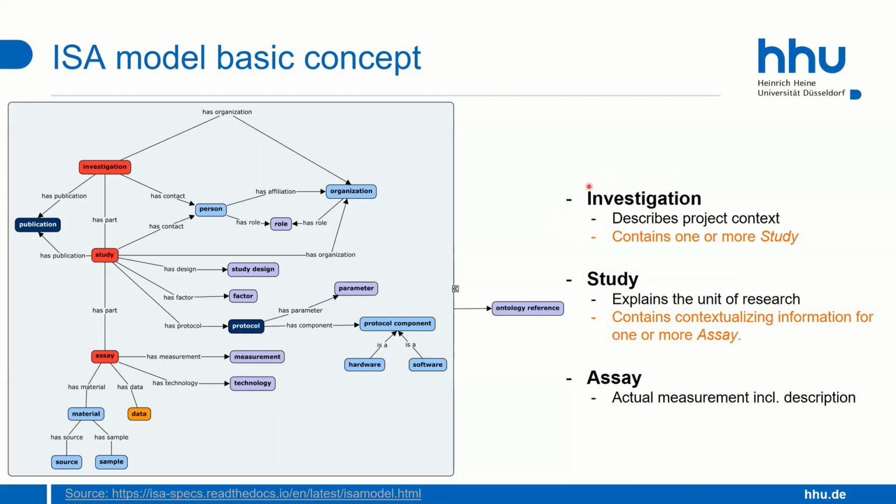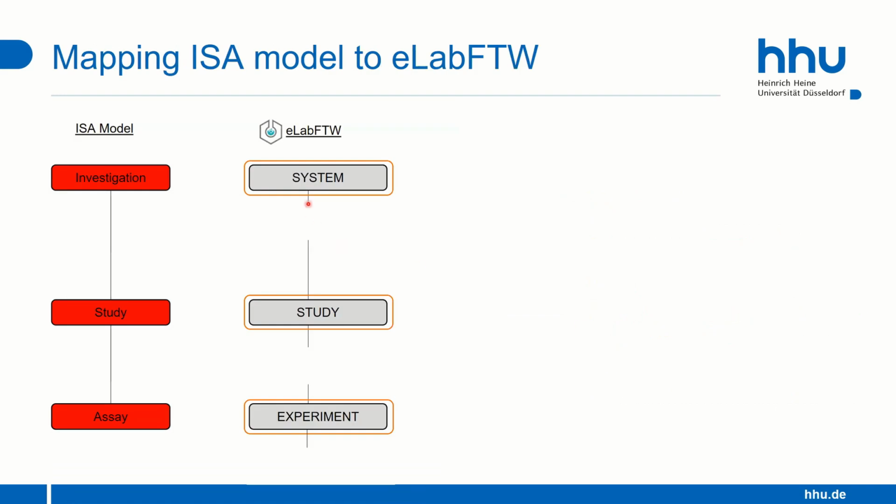There's the top level, the investigation level, where the project context is described. An investigation can contain multiple studies. Here you contextualize information on one or more assays. And then the assay describes the actual measurements, including the description of what was done. When you then go to eLabFTW, you can see that you can map these terms very well with the eLabFTW terms and categories of system, study, and experiment.